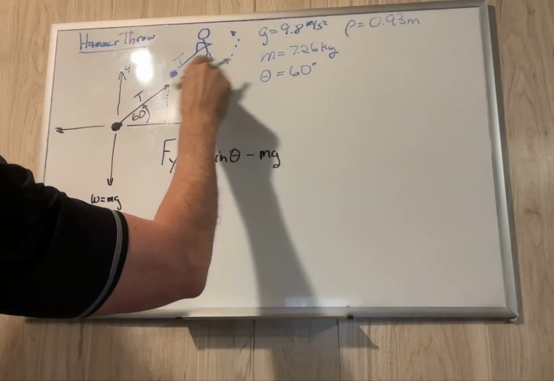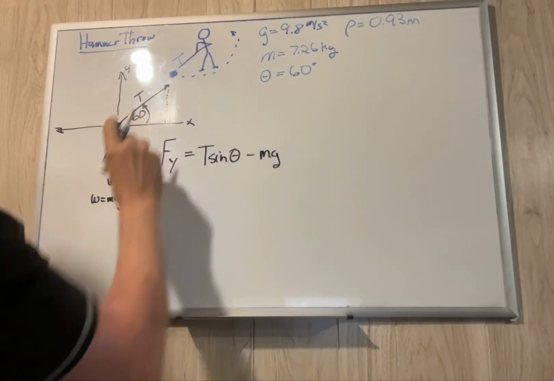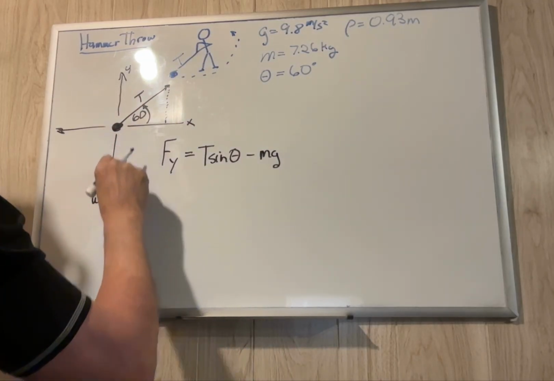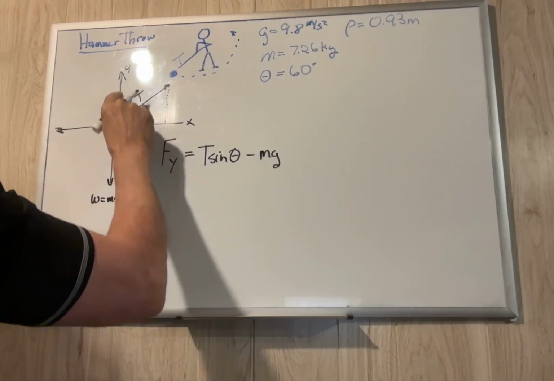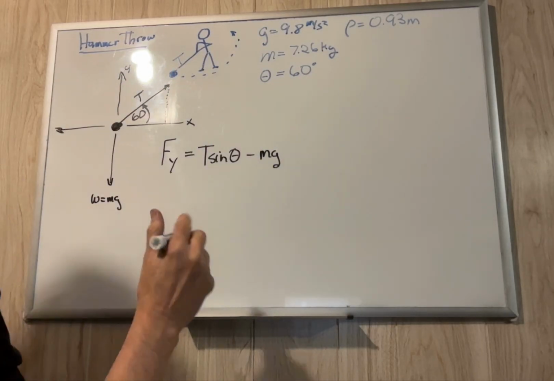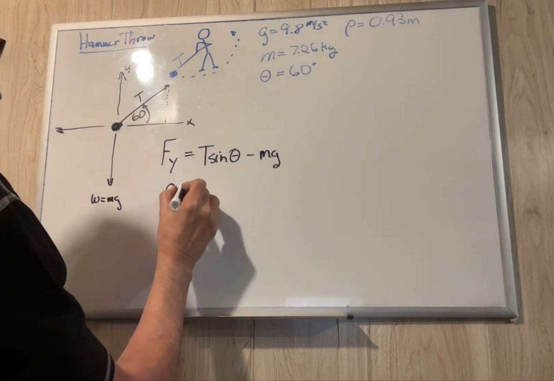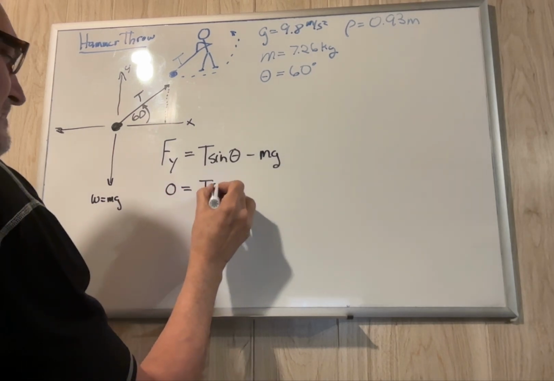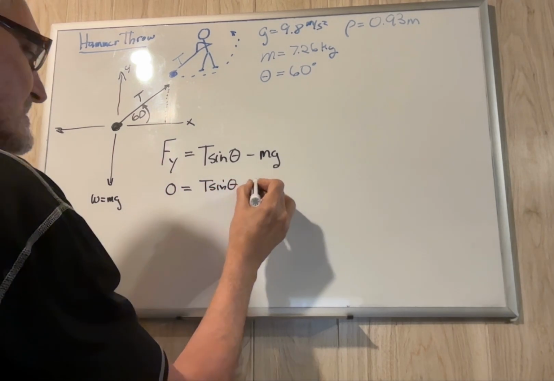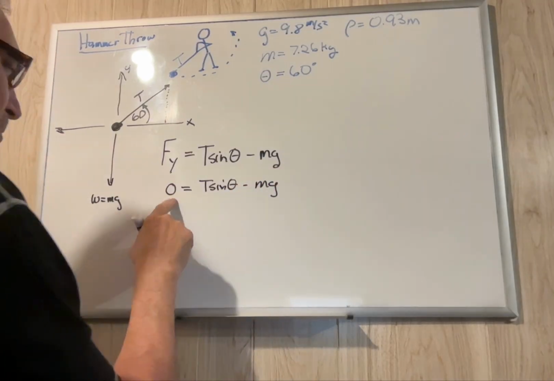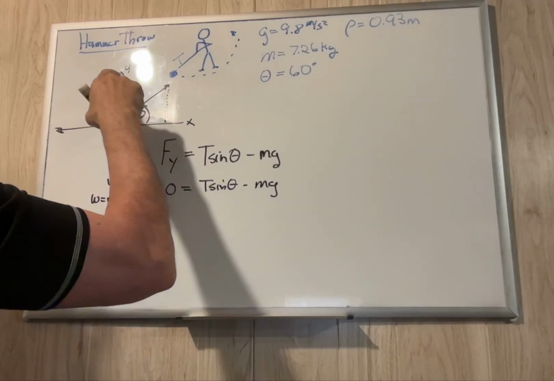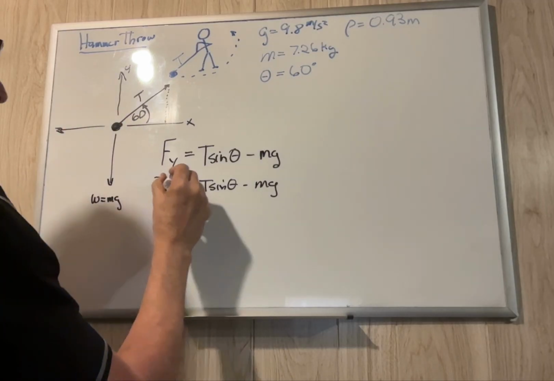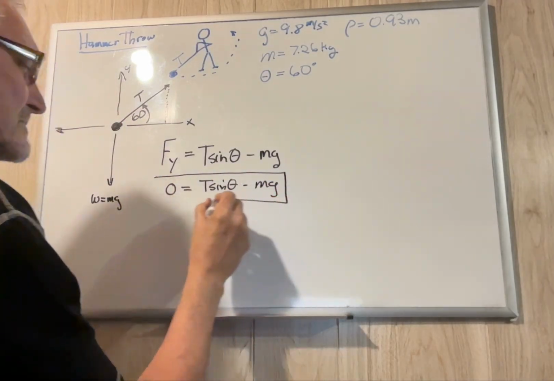If the person swinging the ball began to slow down, gravity would take over and the ball would fall. If the person began to speed it up, the ball would travel upward in the y direction. So let's think about that. That's going to be 0 equals tension times the sine of theta minus mg. Why is this 0? Because it's a constant speed, so the ball is not moving up and it's not moving down. So this is our forces in the y direction.